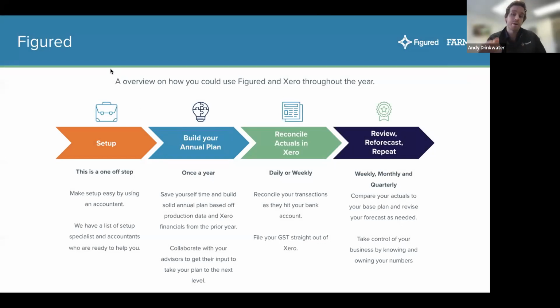Here's just an overview of how you could use Figured and Xero throughout the year. So it is a one-off setup. You can make the setup easy by using an accountant, and we have a list of setup specialists on our website as well. You can build a plan, which is done once a year. You'll reconcile your actuals in Xero daily or weekly, file GST returns straight out of Xero as well, and then review, reforecast, and repeat. So you can be doing this weekly, monthly, and quarterly within the platform, comparing your actuals to your base plan and revising your forecast as needed.